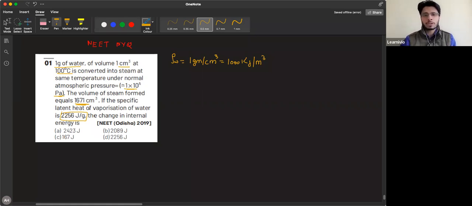Now I have some questions. During a state change, what happens with the temperature? Does the temperature change or remain constant?